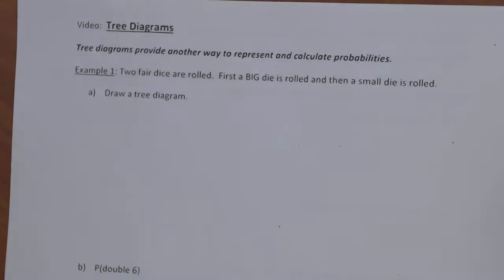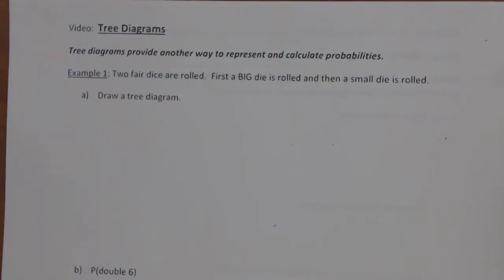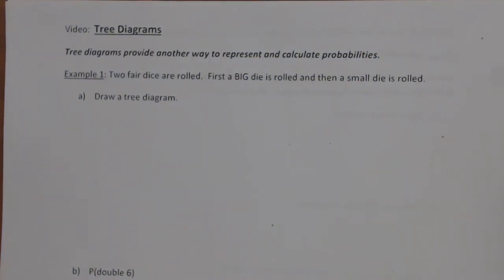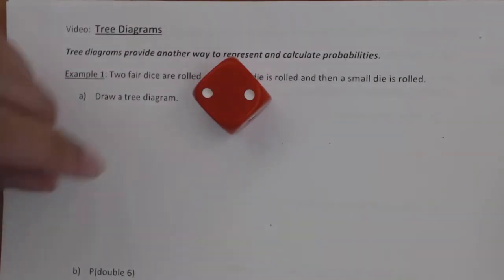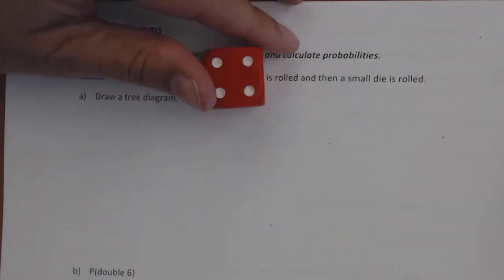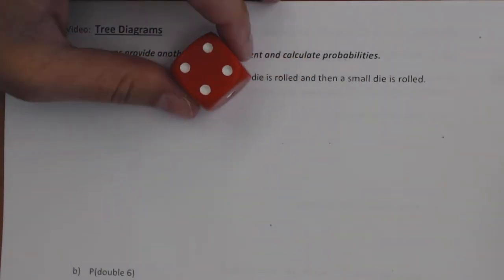Anyways, it has 6 sides and it's fair, which means each side has an equal probability of coming up. Now let's look at the small die. Look at that small die. Again, it's a fair die. It has 6 sides and has equal probability of each side coming up.